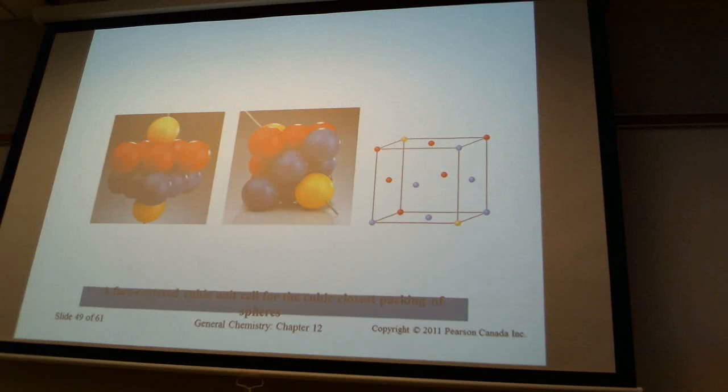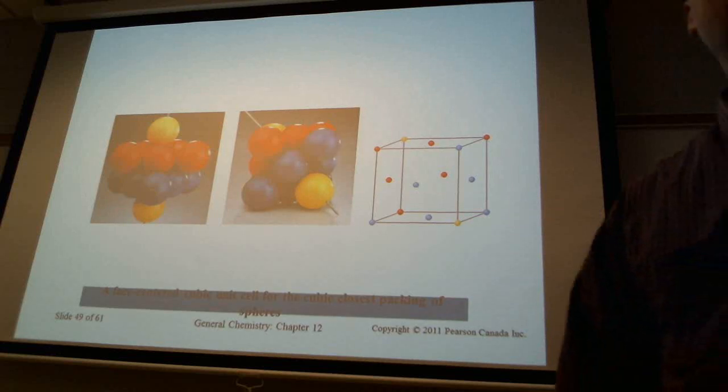Did everybody, were they successful at trapping a pink one underneath the corner atom? Now how many corner atoms do you have? 8. Therefore you have 8 tetrahedral holes. So you could actually put 8 pink ones, but we aren't.